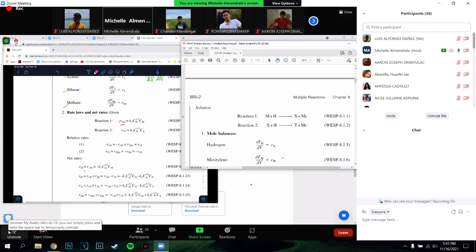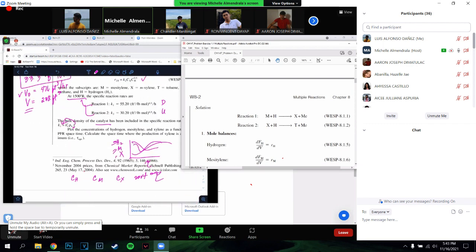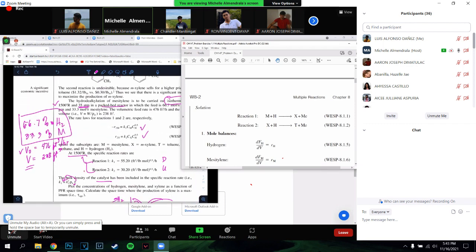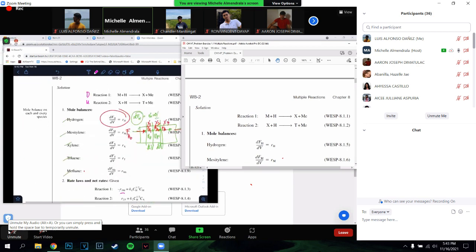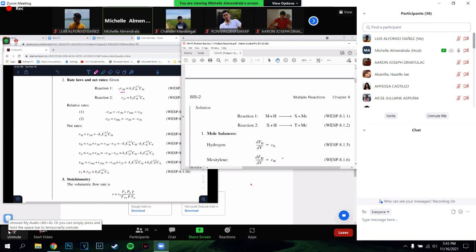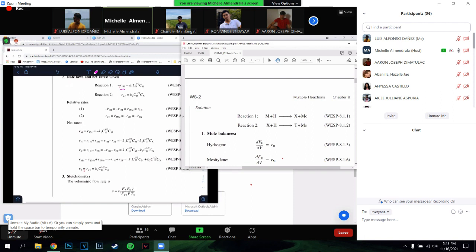What is that? Mesitylene. Forgot that. Mesitylene, okay? The reactant. For reaction 1, that is for the desired reaction, and that is K1. Of course, rate law, the power of the order of H, hydrogen, is 1/2, and for the reactant M, it's 1.